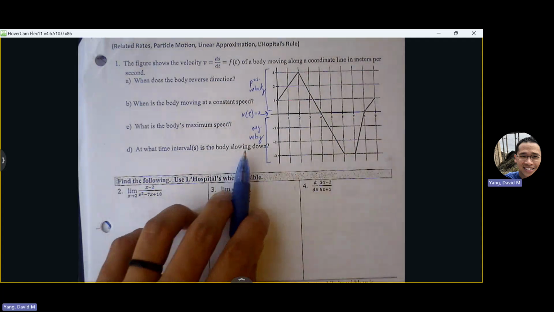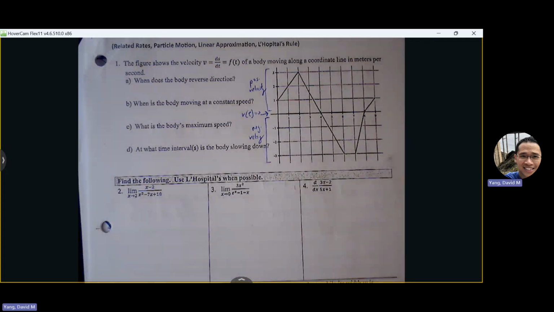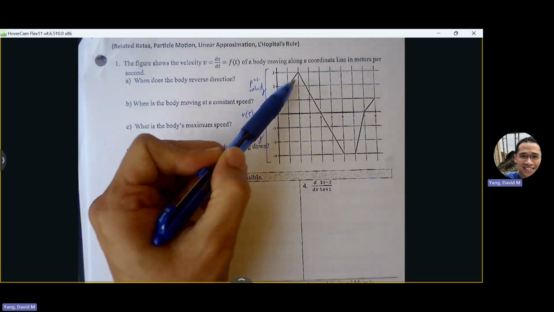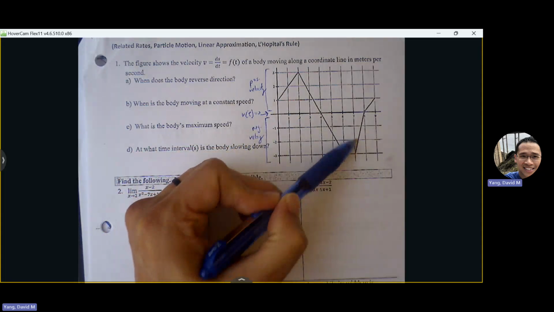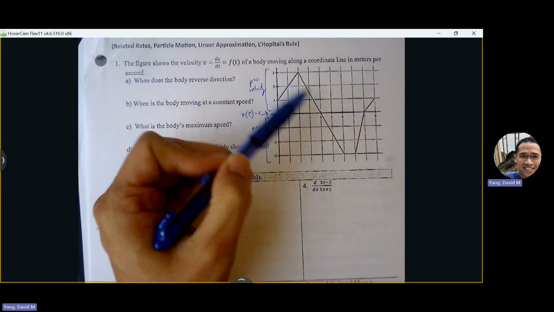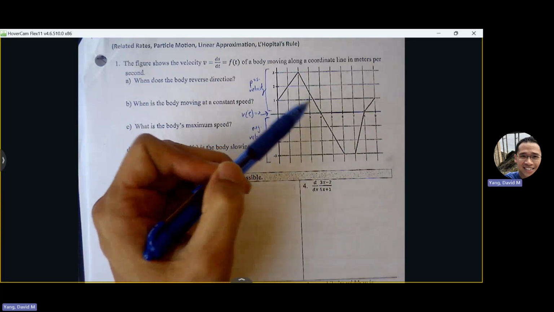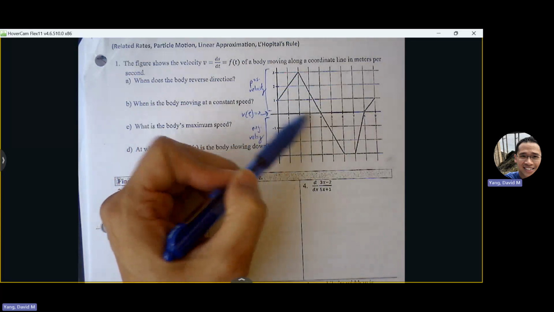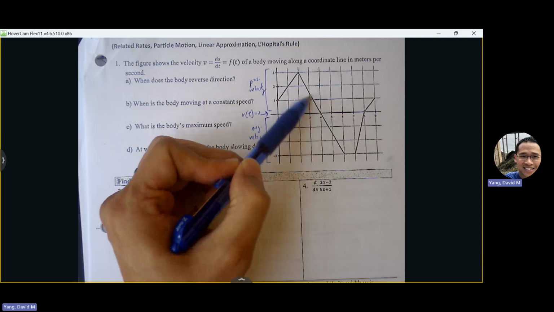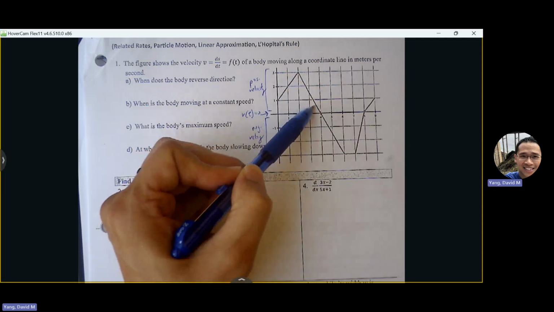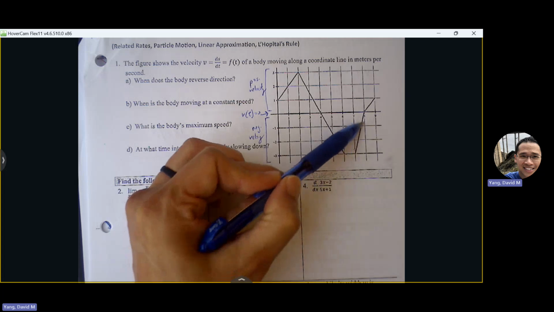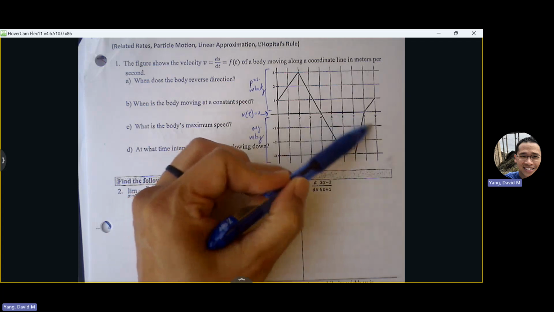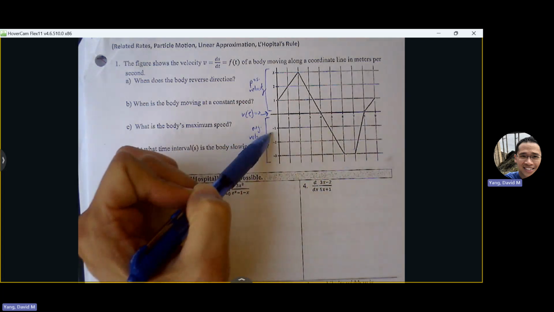And at what time is the body slowing down? 2 to 4. Yeah, 2 to 4. Here he's moving to the right, but then he's slowing down. And here he's moving to the left, but then he's slowing down as well. You can also think of it as when the signs are opposite between velocity and acceleration, right? So here, my velocity is positive, but my acceleration, which is the slope of velocity, is negative. Here, the slope of velocity is positive, but my velocity is negative below the x-axis.